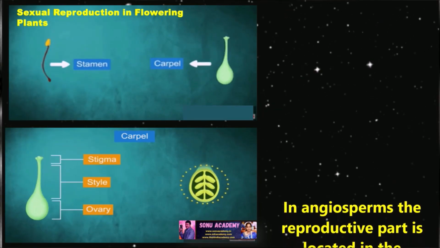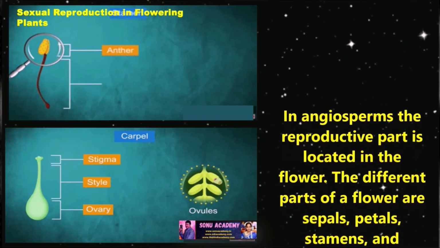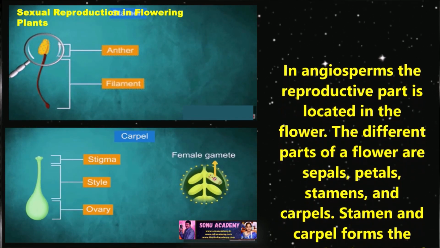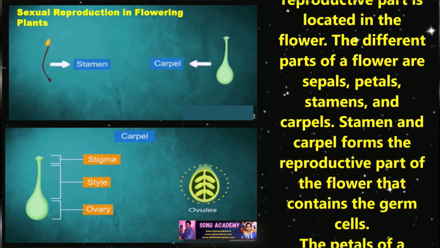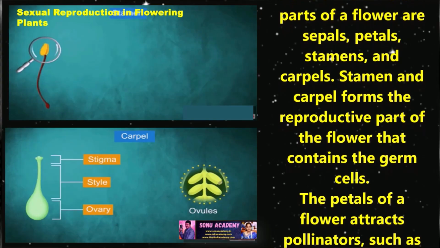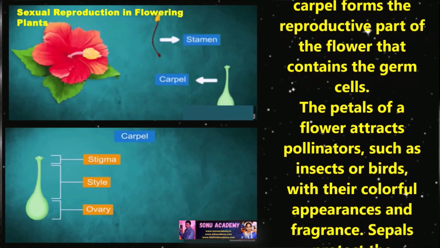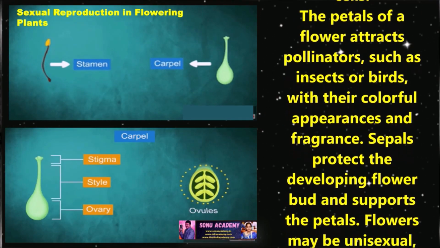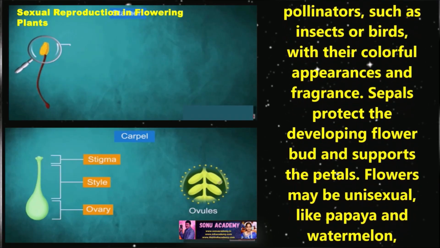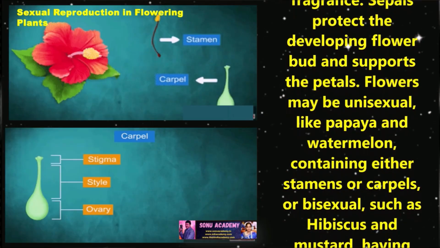Children, now let us discuss sexual reproduction in flowers. In angiosperms, the reproductive part is located in the flower. The different parts of a flower are sepals, petals, stamens and carpels. Stamens and carpels form the reproductive part of the flower that contains the germ cells. The petals attract pollinators such as insects or birds with their colorful appearance and fragrance. Sepals protect the developing flower bud and support the petals.